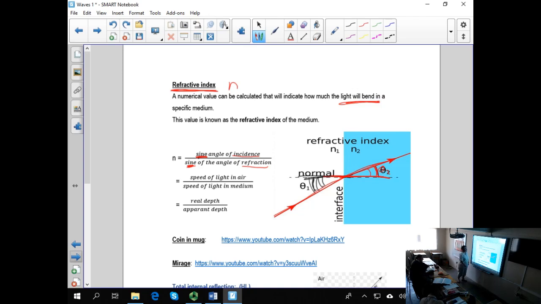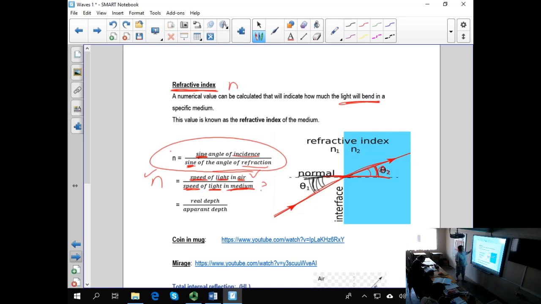There's another way of working it out, because the amount of bending depends on how much the wave is slowed down. So if you know the speed of the wave in the one medium and the other medium into which it's going, you can use the speed of light in air, and you can divide it by the speed of light in that specific medium. They can give you that one, they can give you n, and they can give you that one, and they can ask you to calculate that one. Okay.